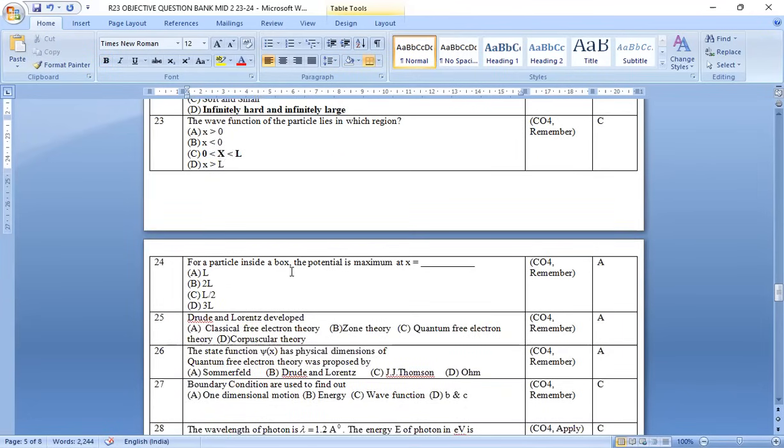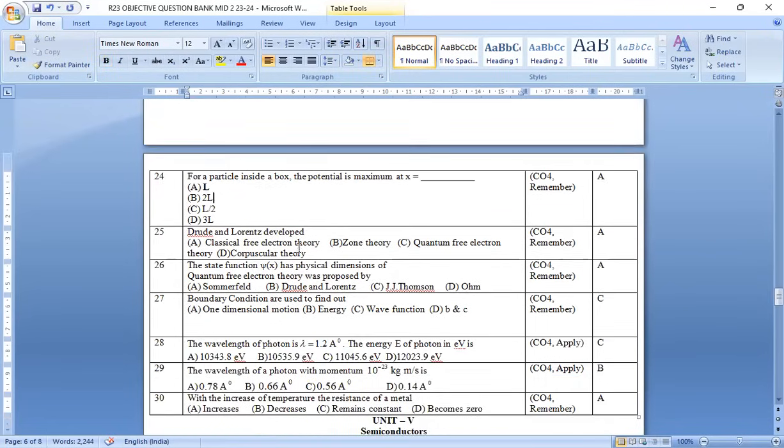For a particle inside the box, the potential is maximum at x equal to A or L, that is control. Drude and Lorentz developed classical free electron theory. Option A is the right answer. The state function psi of x, physical dimension of quantum free electron theory, was proposed by option A, Sommerfeld. Correct answer.